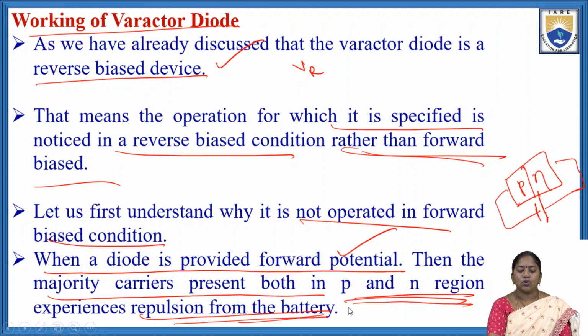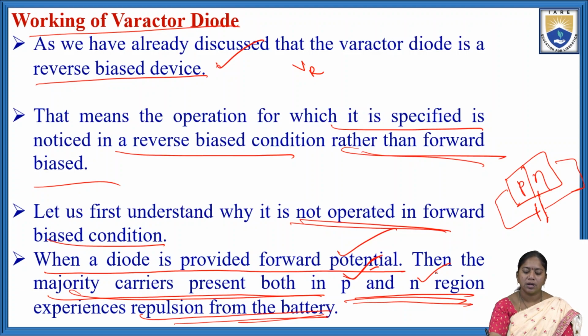So our varactor diode is always operated in the reverse biased condition. First, we should know why it is not operated in the forward biased condition. When you apply the forward bias voltage, the majority carriers present in both the N and P regions are affected. In the P region the majority charge carriers are holes, and in the N region the majority charge carriers are electrons. Those experience a repulsion from the battery.